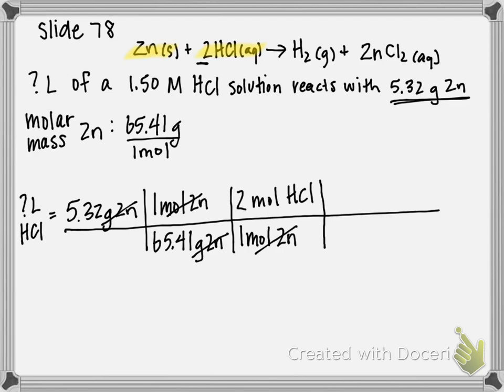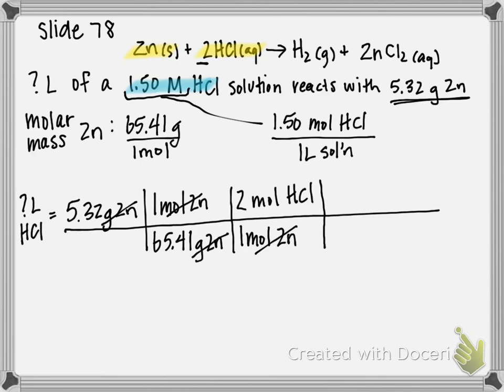Ultimately, I want to be in liters, so I have one more value that I can use in my problem, this 1.5 molar HCl, which basically translates into 1.5 moles of HCl per 1 liter of that solution. So then, now that I have that, I can put the moles of HCl on the bottom and the liters on top. That's HCl solution. And that's going to cancel out moles of HCl. And I'm left with my liters of HCl solution, and that's what I'm trying to solve for.